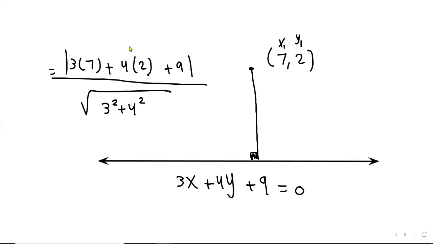Here is A and here's B and this one is C. We have A, B and C and this is X1 and this is Y1. 3 times 7 plus 4 times 2 plus C.